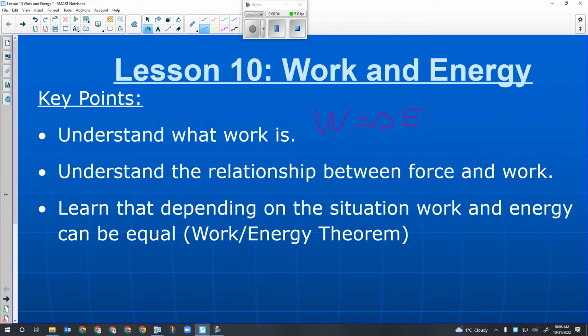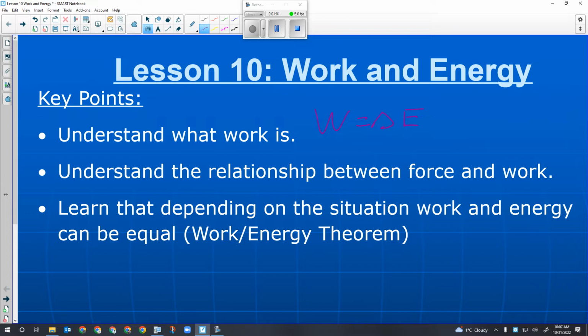Work is a change in mechanical energy. Mechanical energy comes in two forms. What are they? Kinetic and potential. So when you do work, you are changing either the kinetic energy of an object, the potential energy of an object, or both. For mechanical energy, it is possible to change both at the same time.